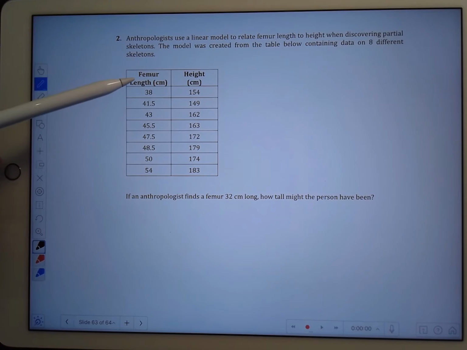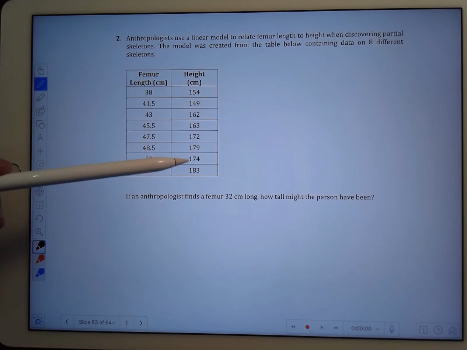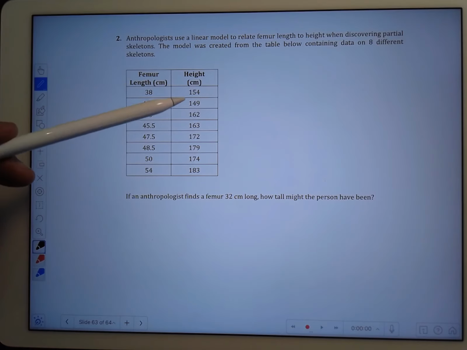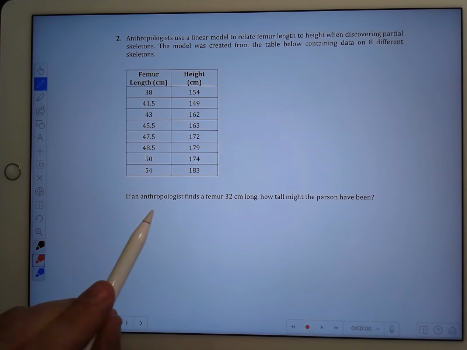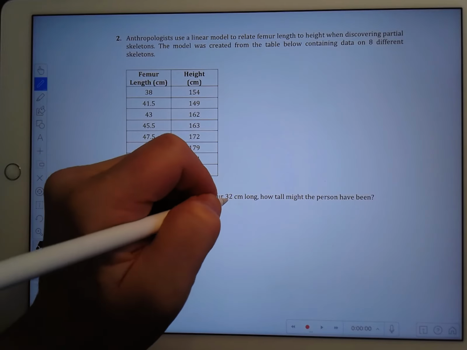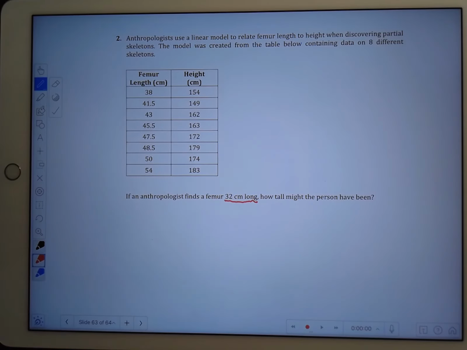And so here you see a series of femur lengths, or leg bone lengths, and then the height of the overall skeleton. And as you would expect, as the lengths of the leg seem to get longer, so too does the overall height of the skeleton. The question then becomes, if an anthropologist finds a femur of 32 centimeters in length, how tall might the person have been?